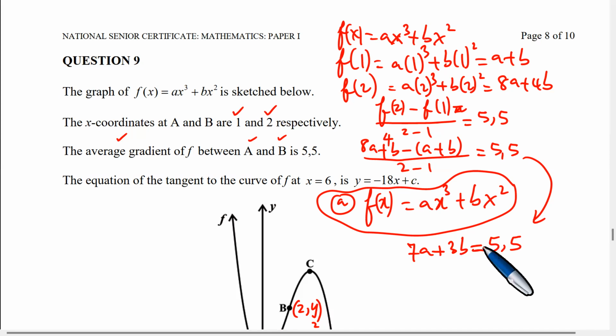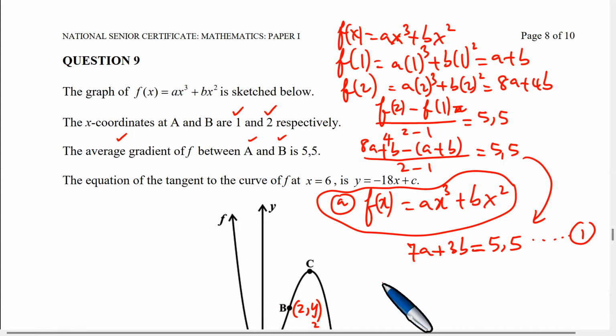So now what do we have? This is an equation called equation 1. Now there is something else. They say the equation of the tangent. So the graph of f at 6 is this one. How to find the equation of the tangent? Right, so we need to find the derivative of the function at the point.